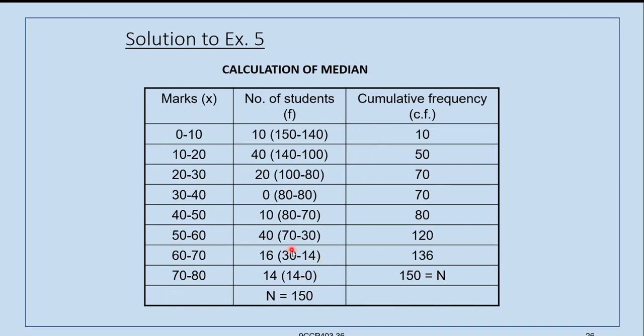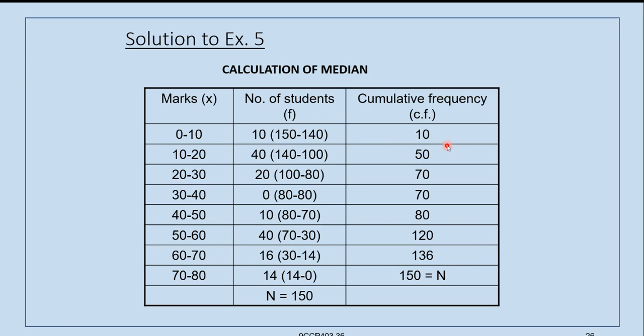14 minus 0, 30 minus 14, 70 minus 30, 80 minus 70, 80 minus 80, 100 minus 80, 140 minus 100, 150 minus 140. So these are the frequency values. That means 10, 40, 20, 0, 10, 40, 16, 14 are the frequencies of the class intervals given for us. So you can observe the class intervals, you can observe the frequencies, how they are converted.